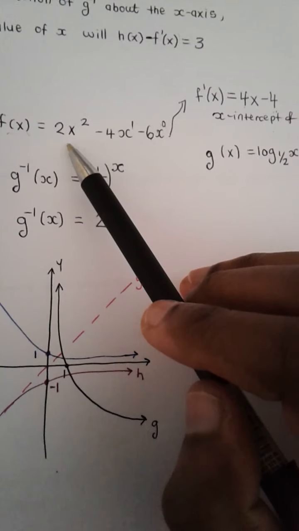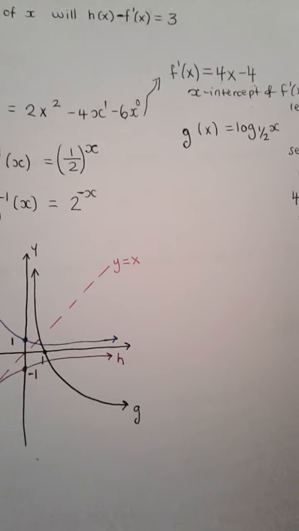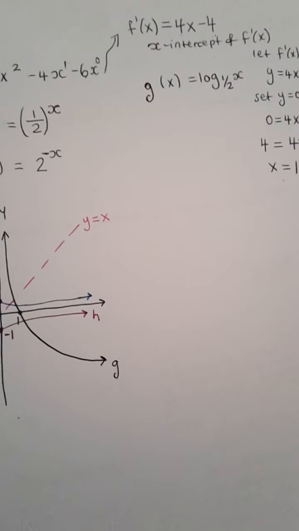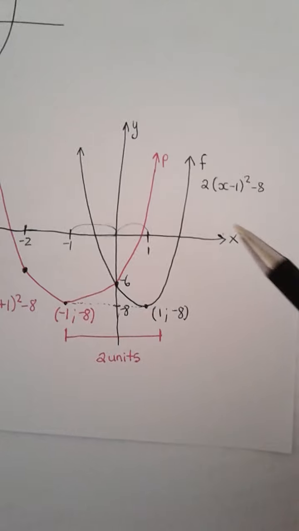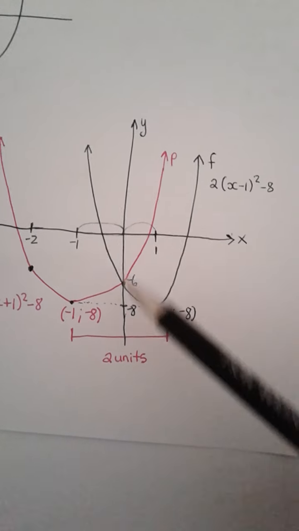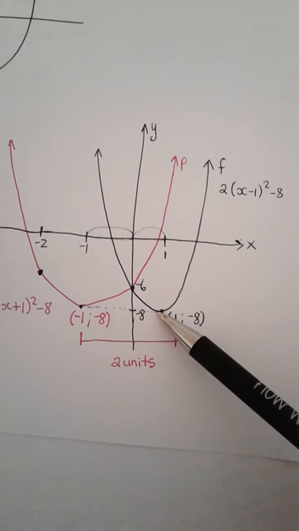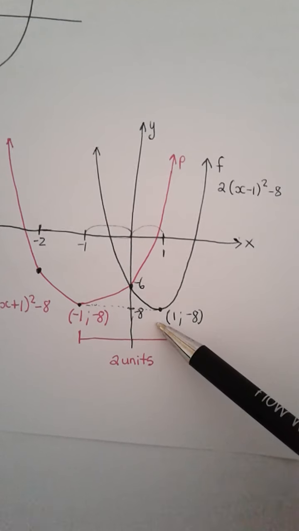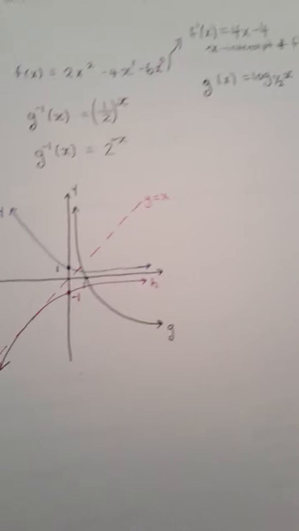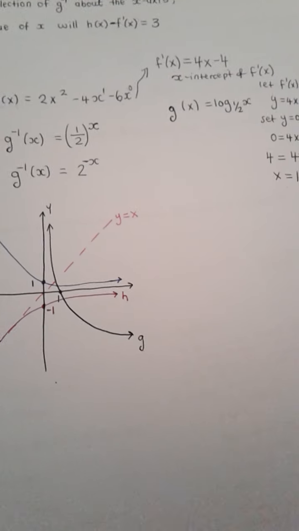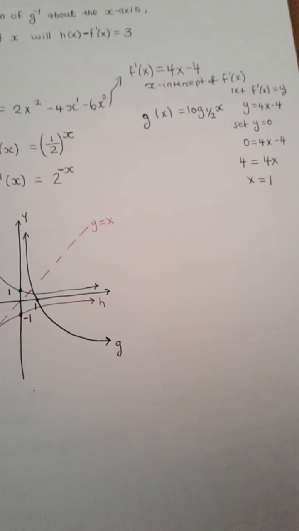Well, it's a parabola, so it has a turning point, which I'm sure was correct. If we go back to our sketch, yes, our graph of f has a turning point at x equals 1. Right, so now we can sketch f prime of x.